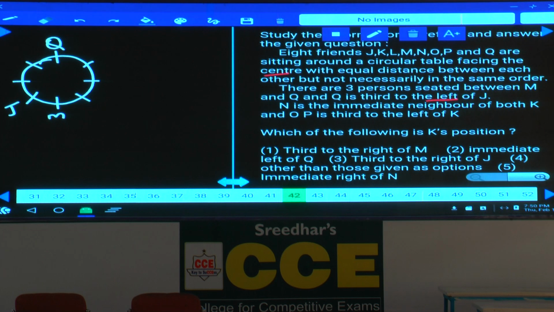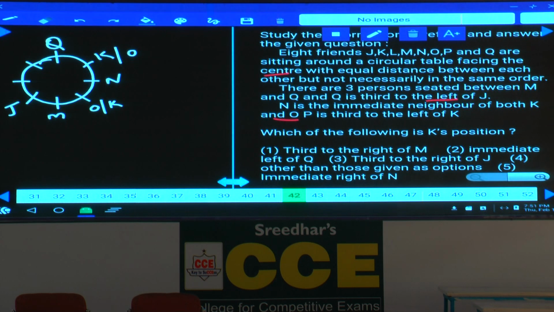And N is an immediate neighbor of both K and O. Now, this N is an immediate neighbor of both K and O. Tell me what is the different possibility here. N must be at this place only. If N is here, N is in between both K and O. If N is here, if K is here, O will be here. Or if K is here, O will be here. Done with this? N is the immediate neighbor of both K and O.